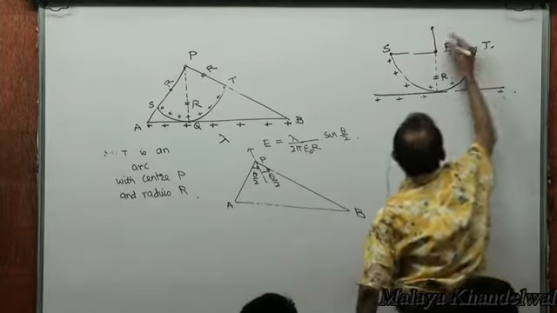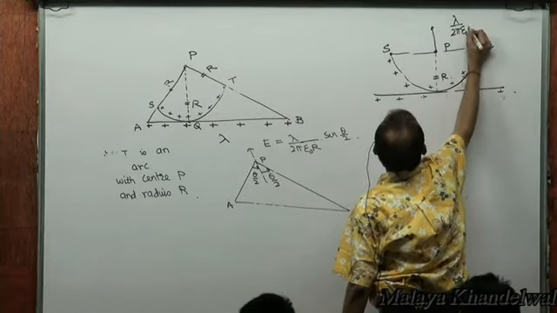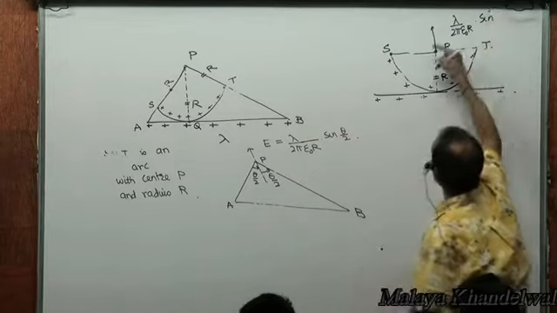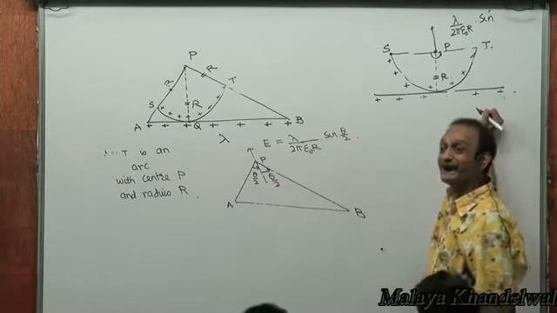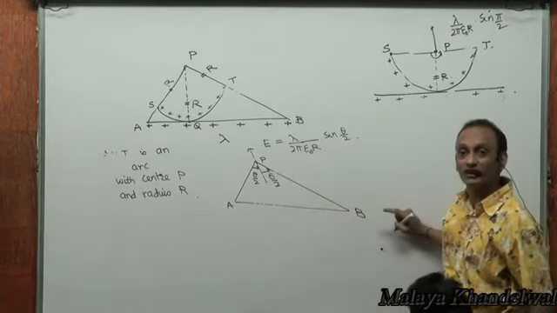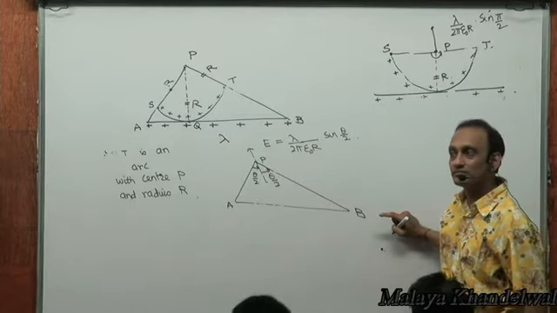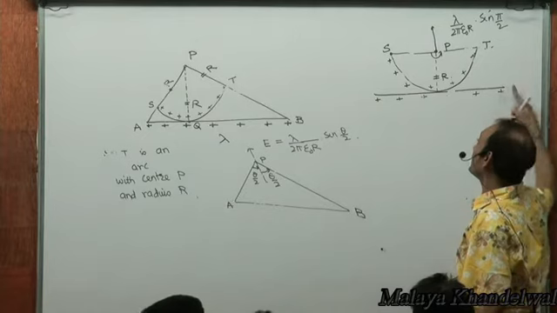Because of this semicircular arc of charge, it is going to be lambda by 2 pi epsilon naught r into sine theta by 2. Theta is 180 degrees, so theta by 2 would be 90 degrees. So sine pi by 2, which gives lambda by 2 pi epsilon naught r, which is the field at a distance r from an infinite line of charge.